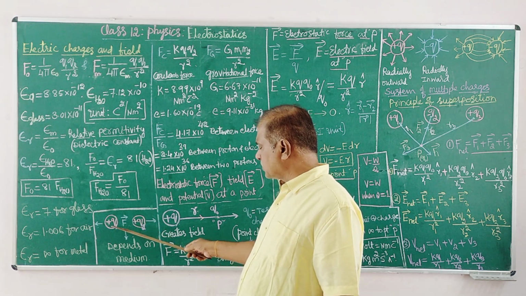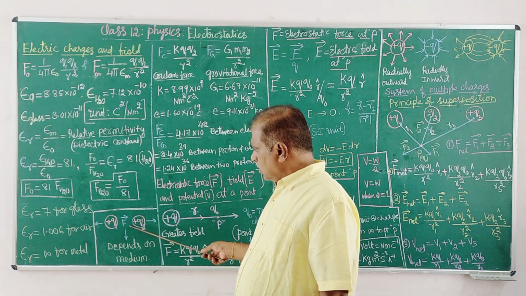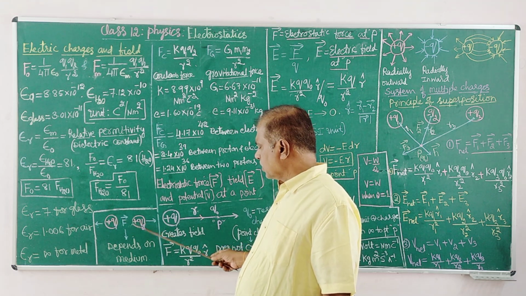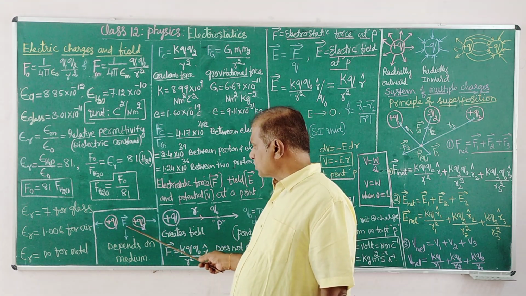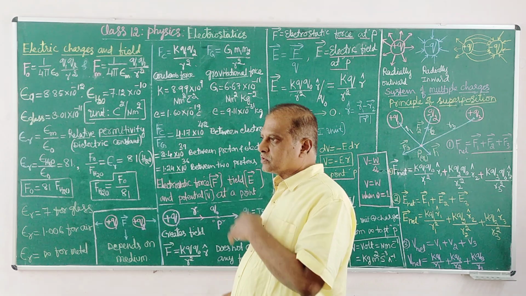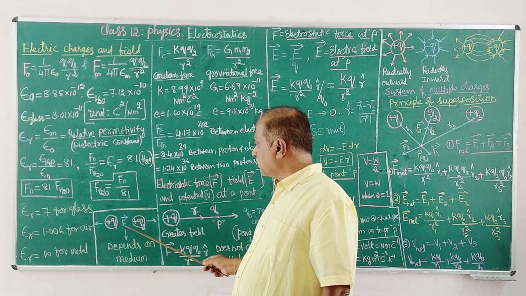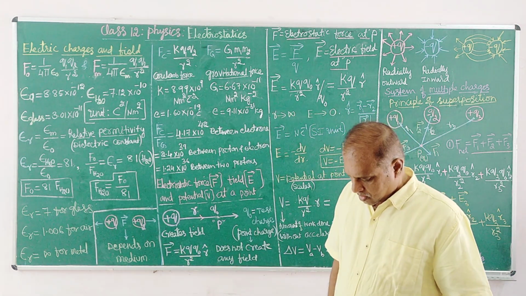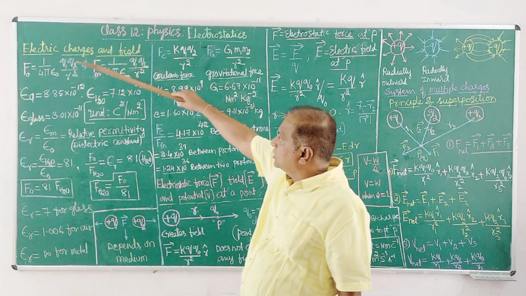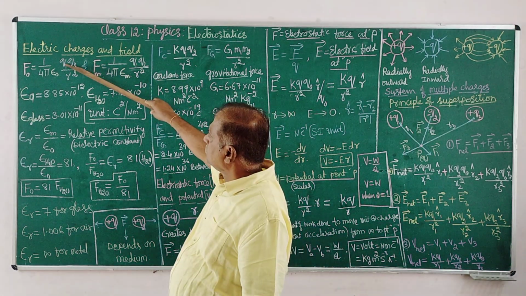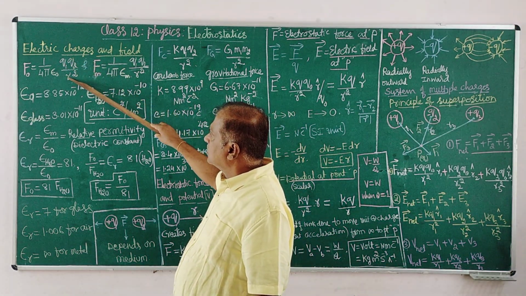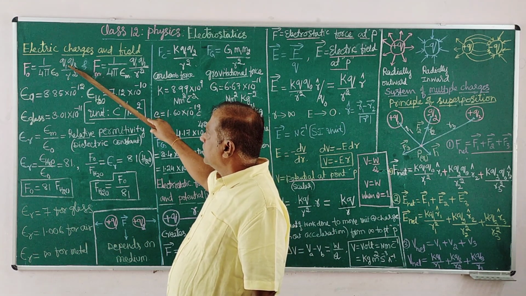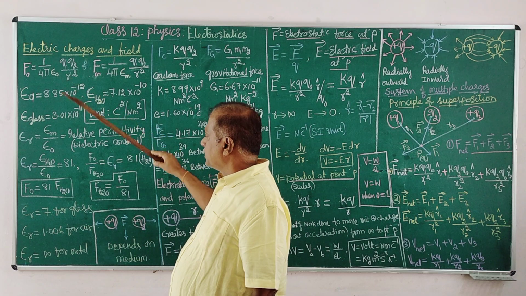Here the force is repulsive, just because the charges are the same. The magnitude of the electrostatic force depends on two factors in accordance with Coulomb's law. The factors are the charges and the distance of separation: directly proportional to the charges and inversely proportional to the square of the distance of separation.